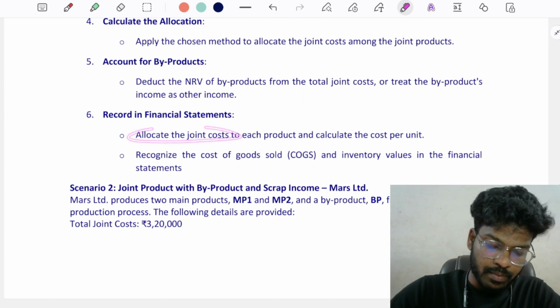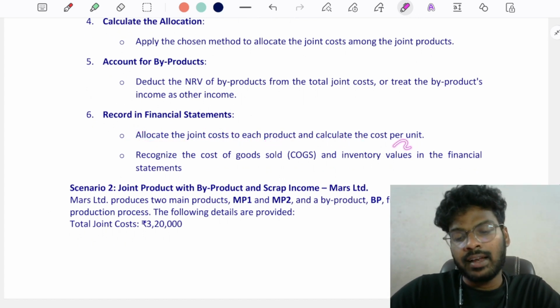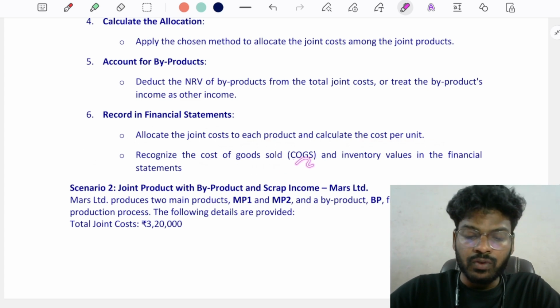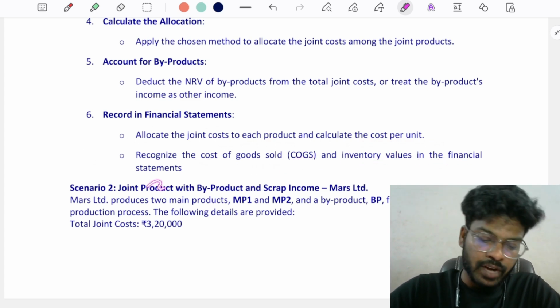Record in the financial statement. Allocate joint cost to each product and calculate the cost per unit. Recognize the cost of goods sold and inventory value in the financial statement.